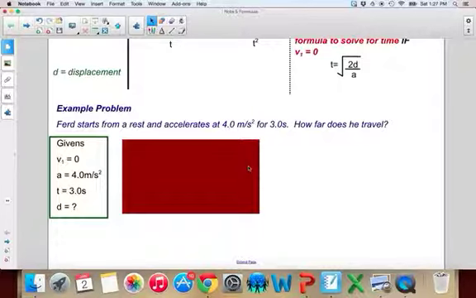And we're looking at good communication and all that. Ferd starts from rest and he accelerates at 4 meters per second squared. So that must be my acceleration because I've got that squared there, for 3 seconds. How far does he travel? The how far must be d, or displacement. Okay, so rest, v1 must be 0. He accelerates at 4 meters per second squared, so that must be my a. t is the seconds, right? And we're looking for d.